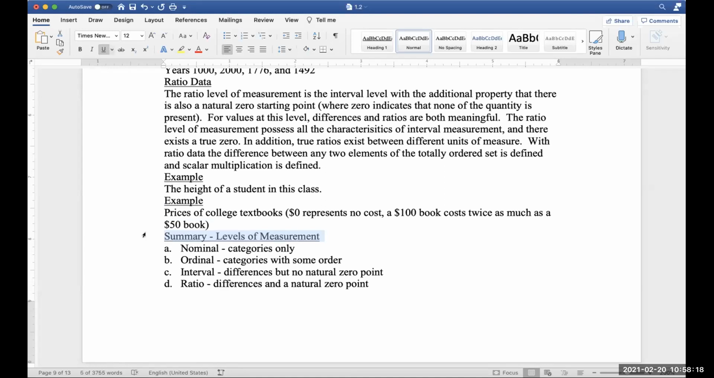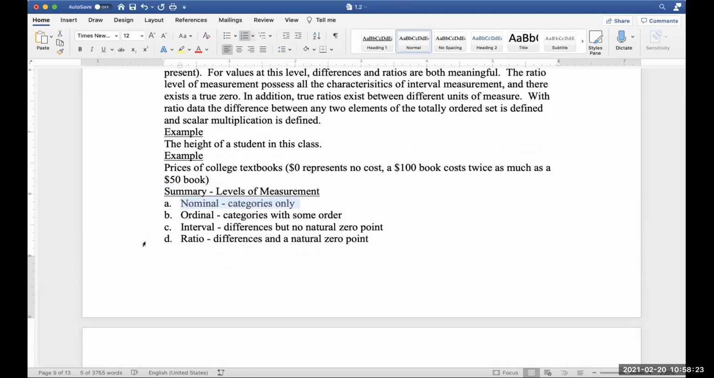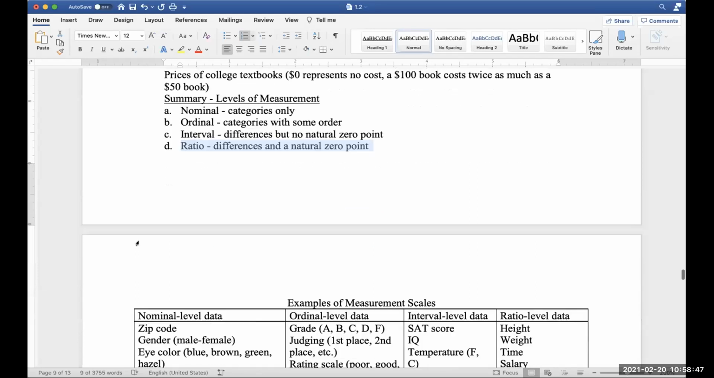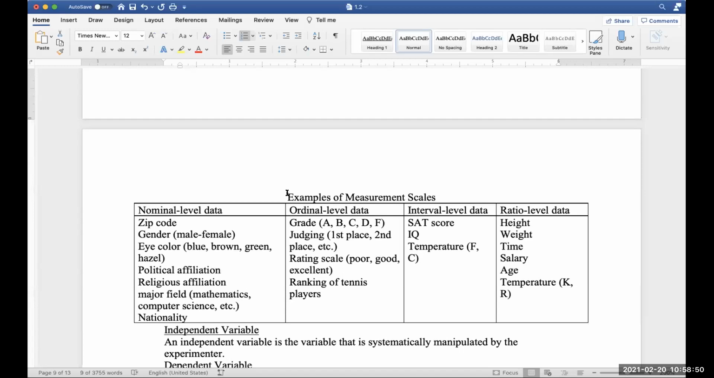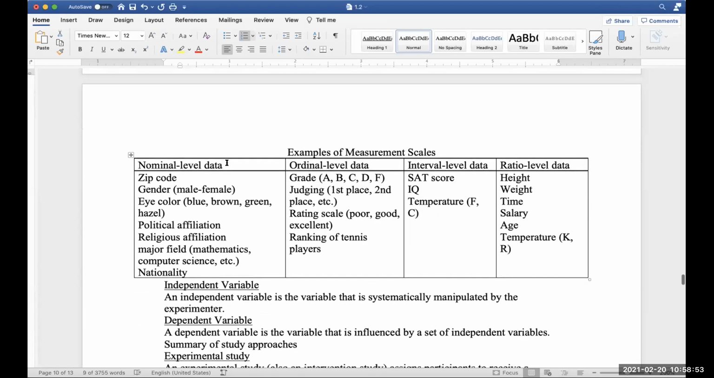So in summary, we have nominal levels of measurement. We can tell what category it's in. Ordinal level of measurement. We can tell what category it's in, and these categories have order. Interval level of measurement. So we have a difference, but no natural 0. And ratio level of measurement. We have differences and a natural 0. So examples of measurement scales. So nominal level of measurement.